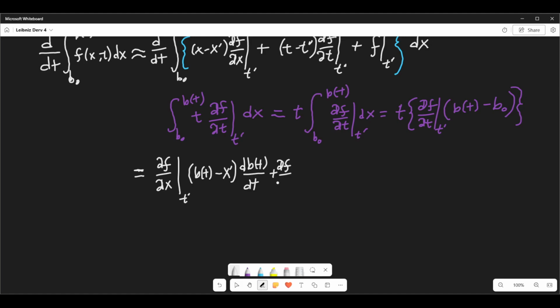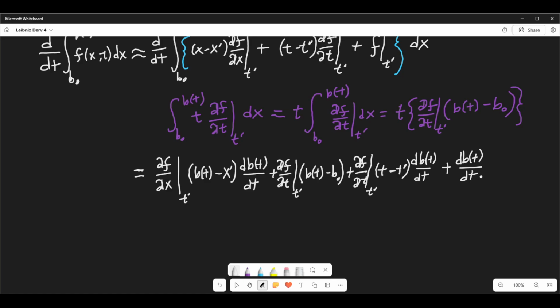Plus d of f with respect to dt evaluated at t prime, and another one of these terms, b of t minus b naught this time, and plus derivative of f with respect to t evaluated at t prime, and then this is t minus t prime, and then this is a derivative of b with respect to t, and then plus derivative of b of t with respect to t, and then this function f evaluated at t prime.